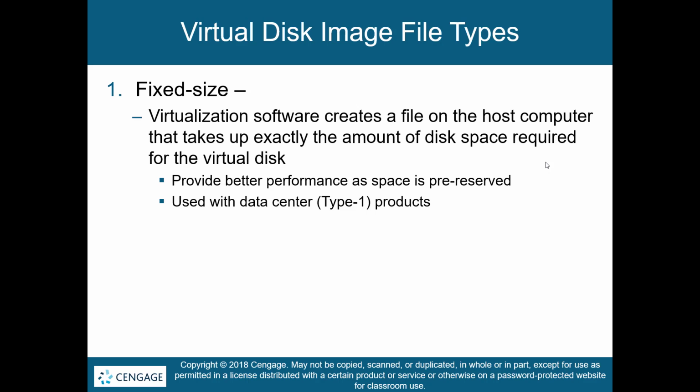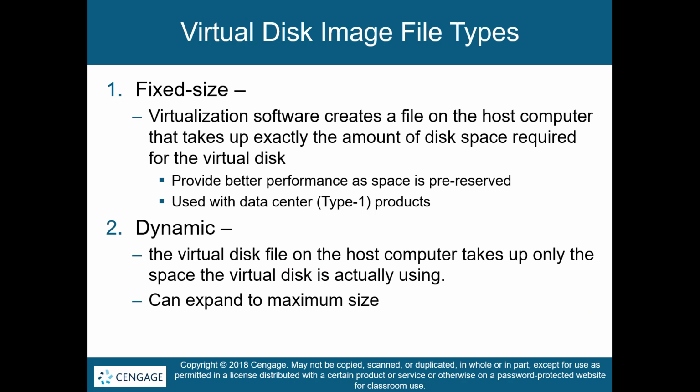There are two major types of virtual disk image files. First is a fixed disk image file type. In this case, the hypervisor creates a file on the host computer that takes up exactly the amount of space that you requested. This provides better performance as the space is pre-reserved on the hard drive, and it's often used with Type 1 hypervisors in production environments.